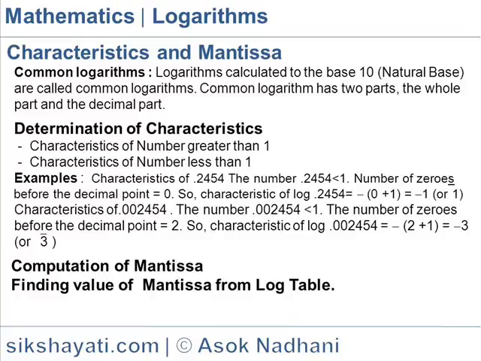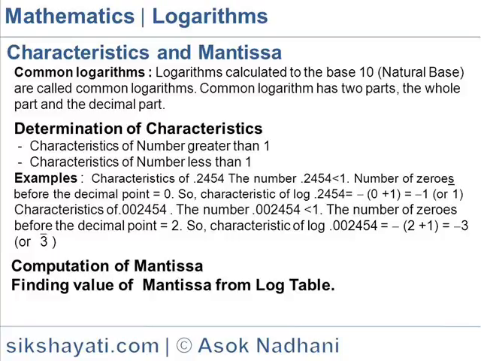Computation of mantissa. The mantissa is the same for the same figures in the same order and does not depend on the position of the decimal point. Only significant figures are considered, and the mantissa of the logarithm of a number is determined by using the logarithm table. So the mantissa of 0.2454 is the same, and its value can be determined from the log table.